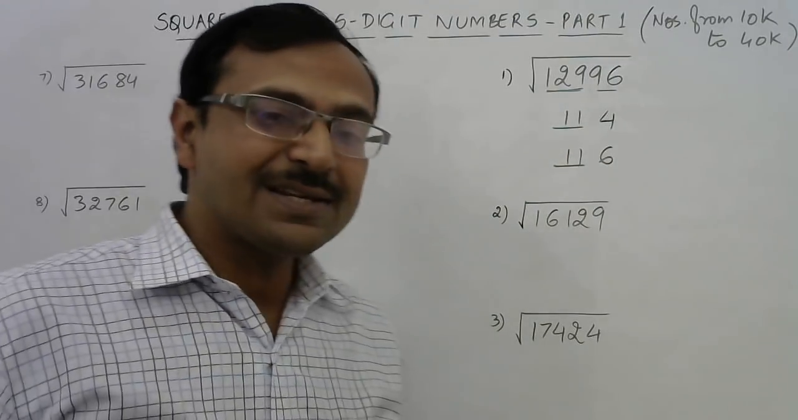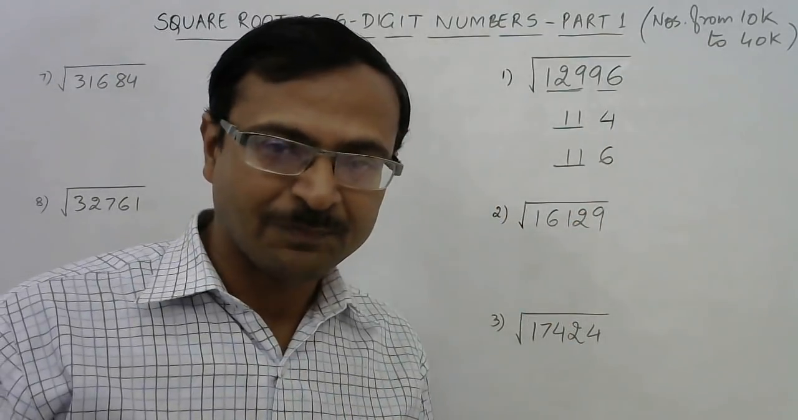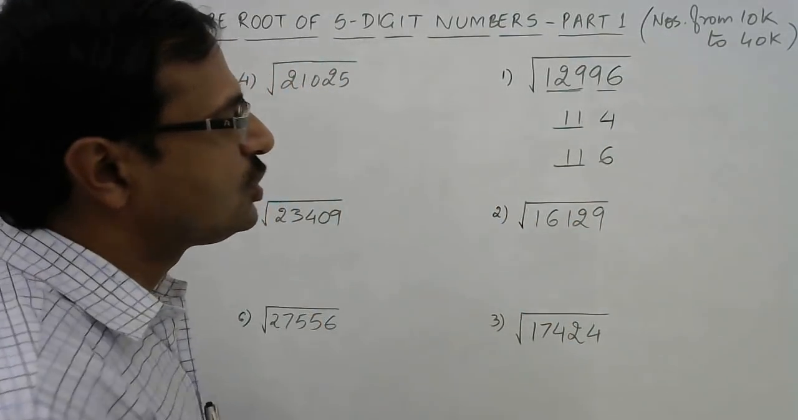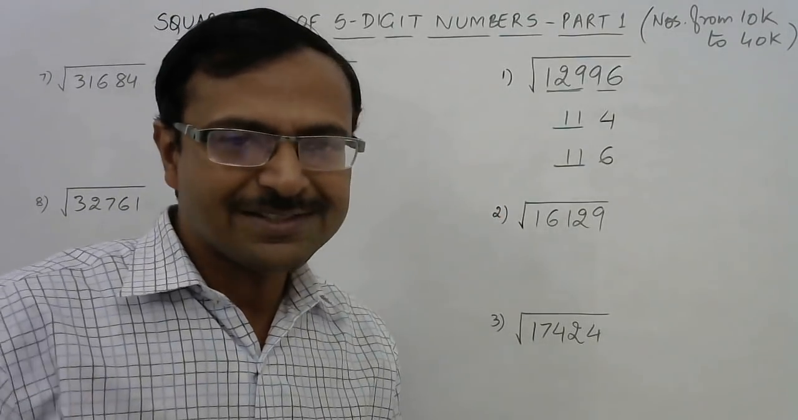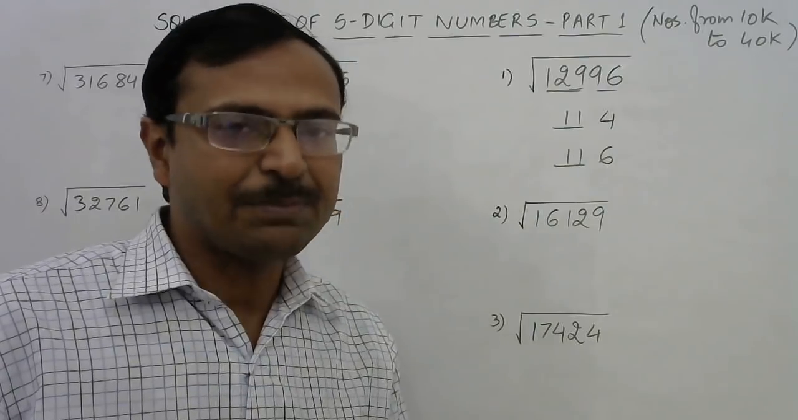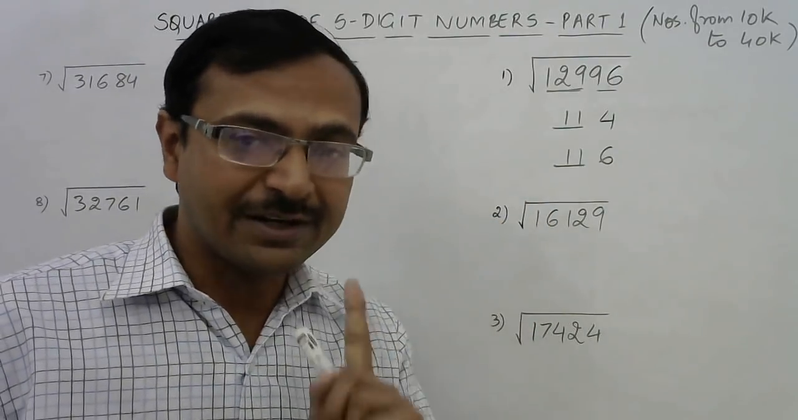So our answer is either 114 or 116. So how much time you are going to take to guess these two? I think 3 to 4 seconds. And in the next step, you will have your answer. We will have to choose between 114 and 116.